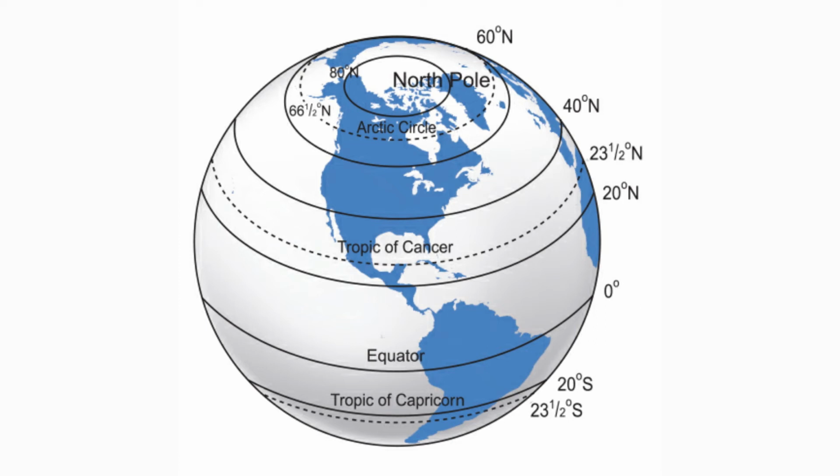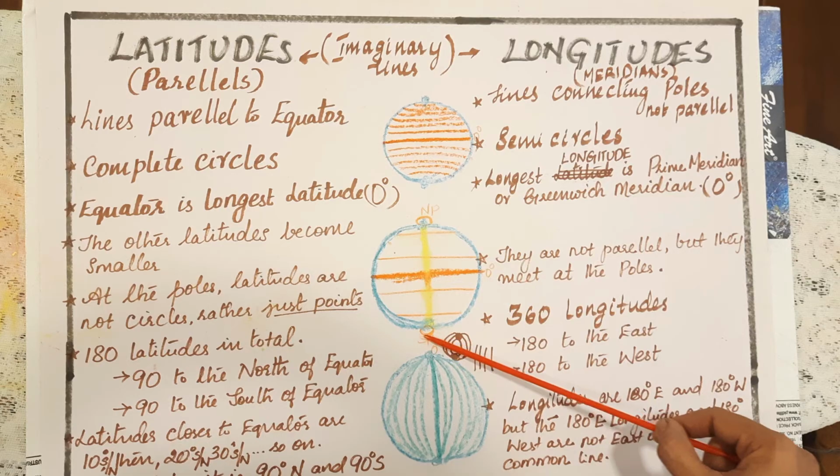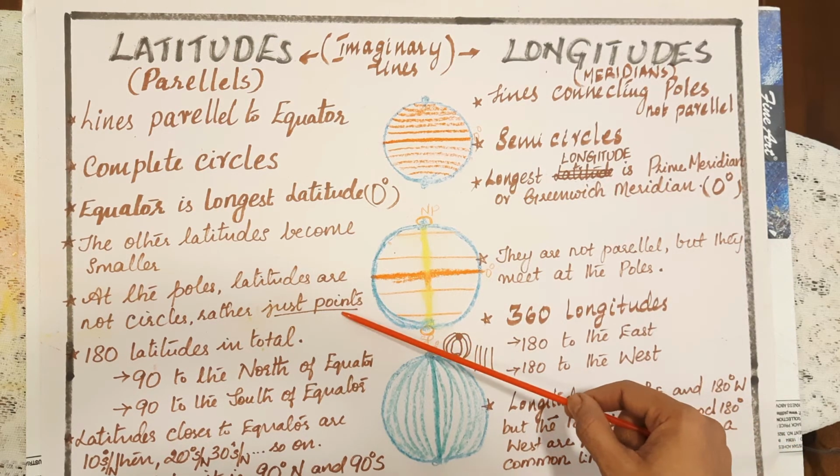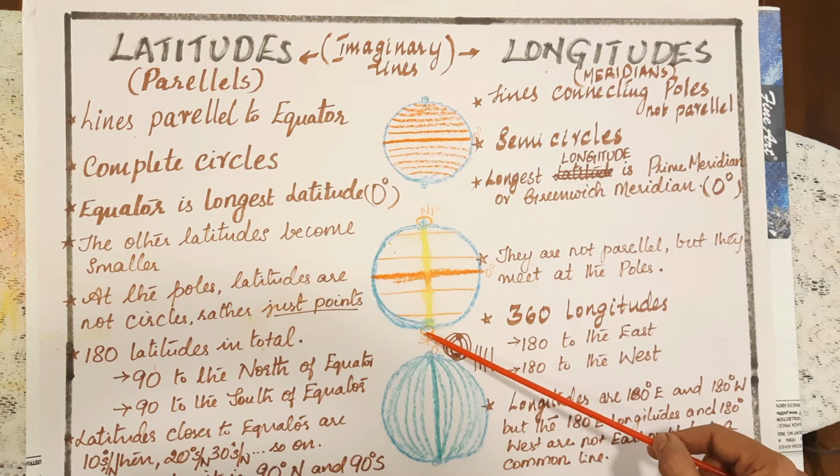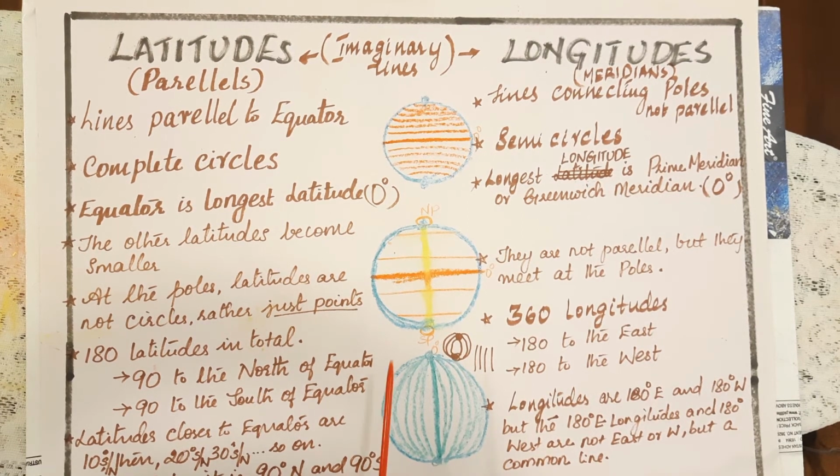So the Tropic of Capricorn, we write it as 23.5 degrees south. Then the Antarctic Circle is 66.5 degree south. Then the last one is, when it reaches the pole, it's a point. Remember we learnt it's just points, and it is 90 degree south. So that is about all the latitudes which are special.